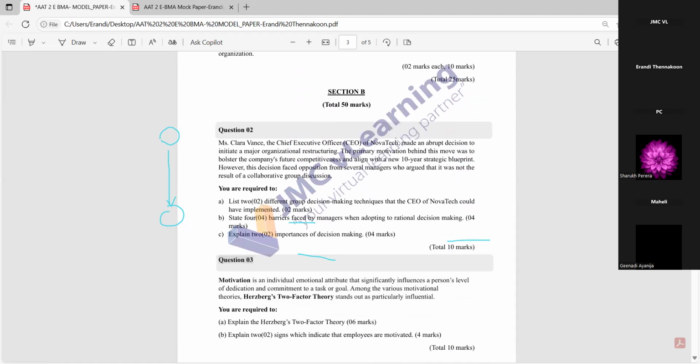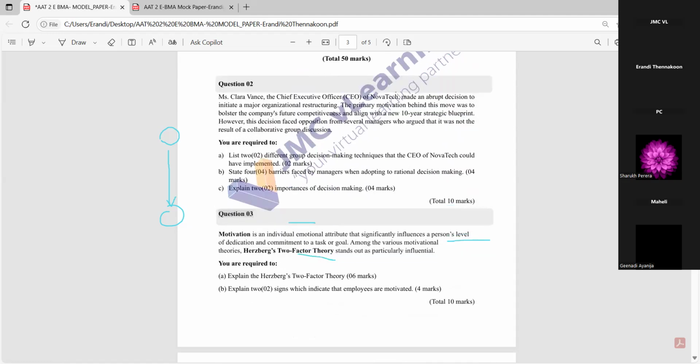And when you are moving to part B, section B, that will be tricky, right? You have to focus on each question very well. You have to develop your answers. You have to think about examples. You have to give examples. Sometimes you have to explain them, right?